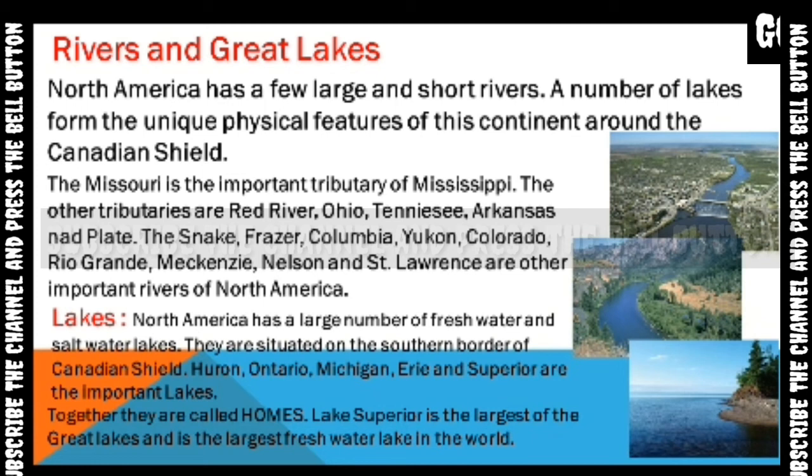The Mississippi is the most important river, and the Missouri is the important tributary of the Mississippi. The other tributaries are Red River, Ohio, Tennessee, Arkansas, and Snake. Fraser, Columbia, Yukon, Colorado, Rio Grande, Mackenzie, Nelson, and St. Lawrence are the other important rivers of North America. They are short and swift and flow to the Pacific Ocean.